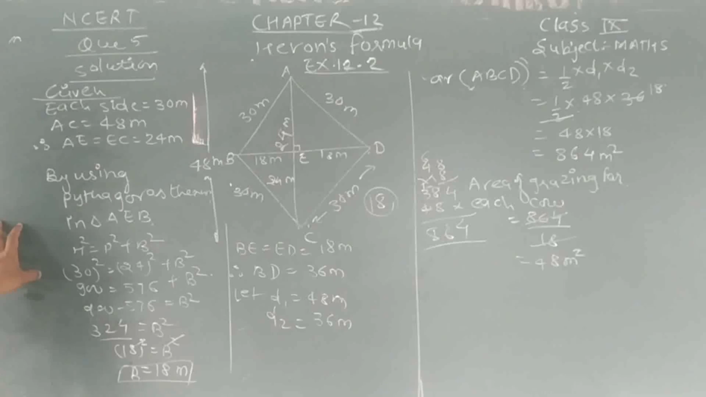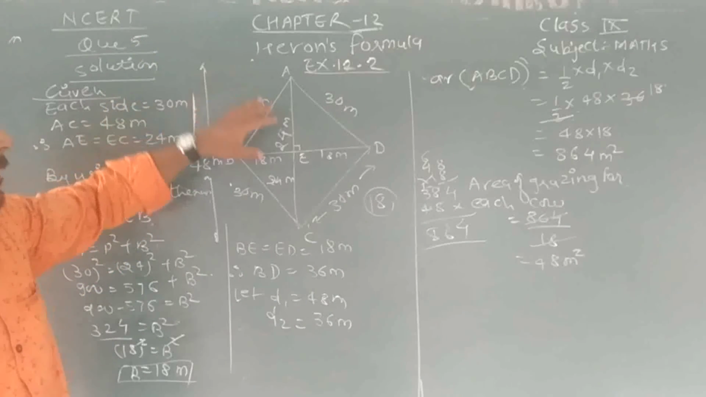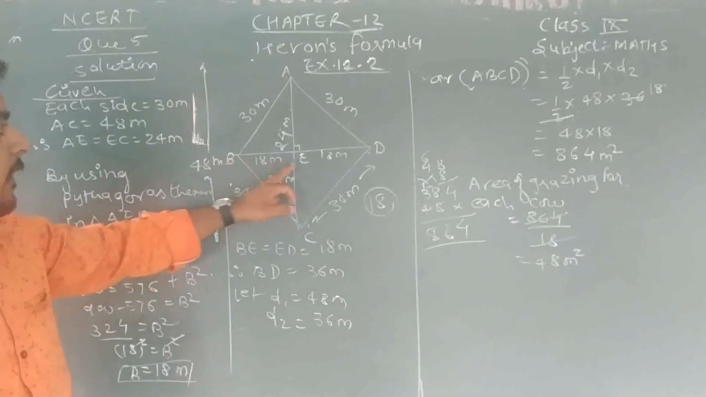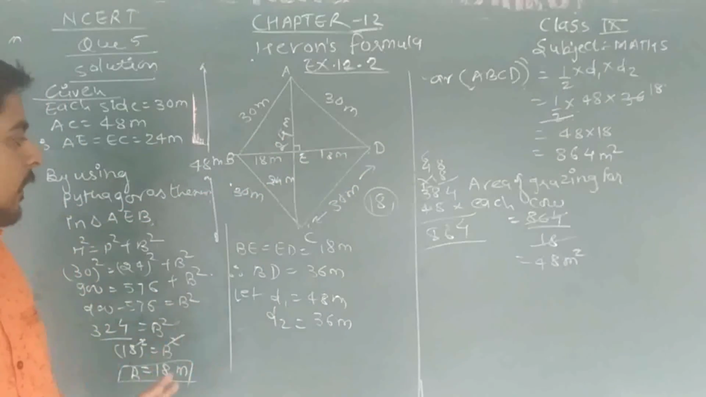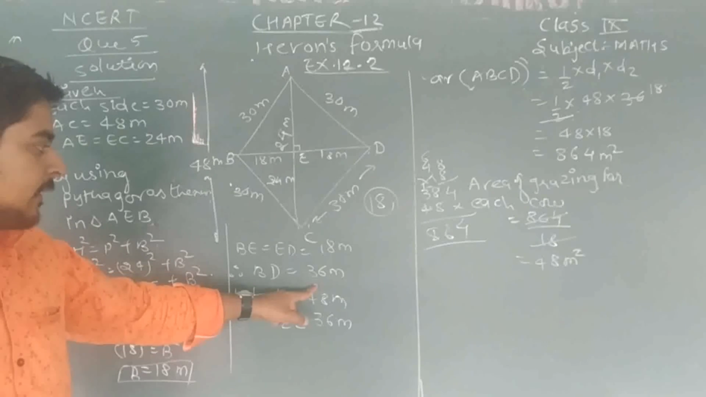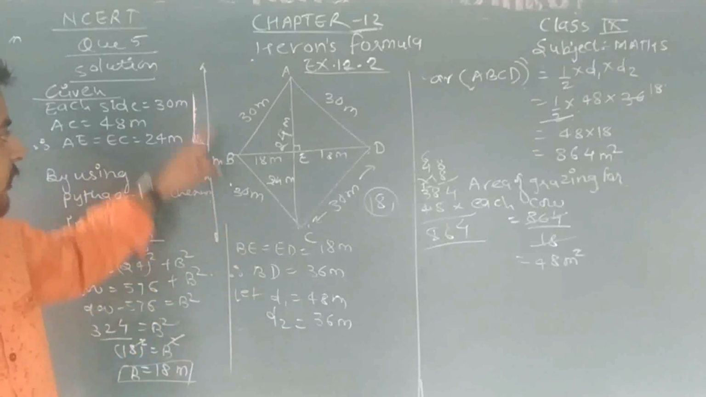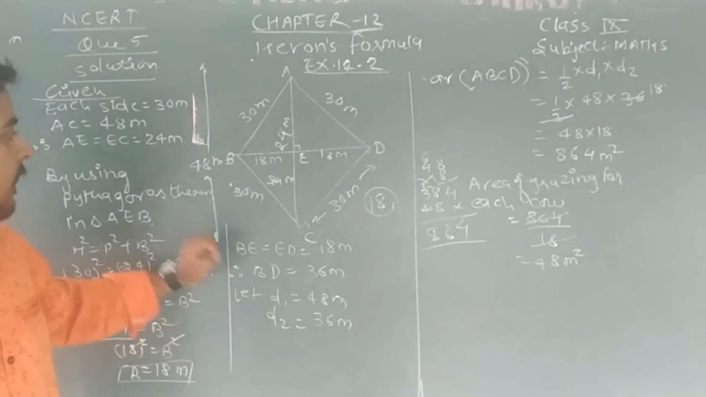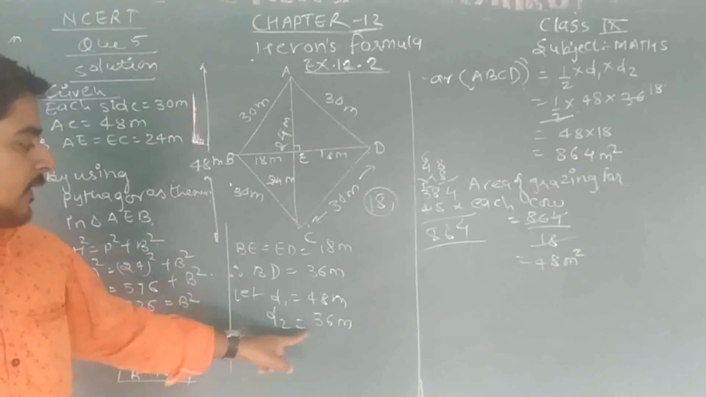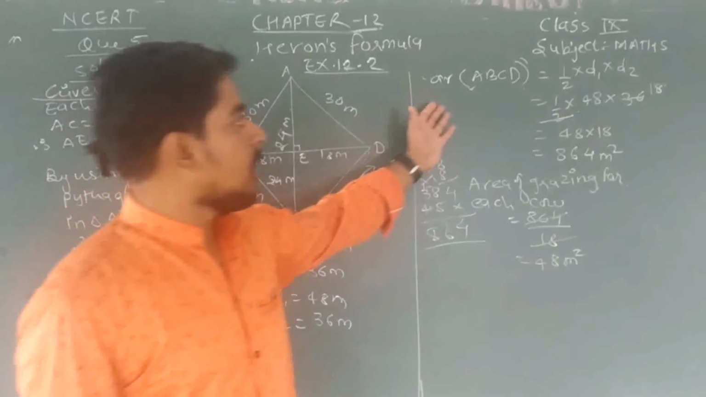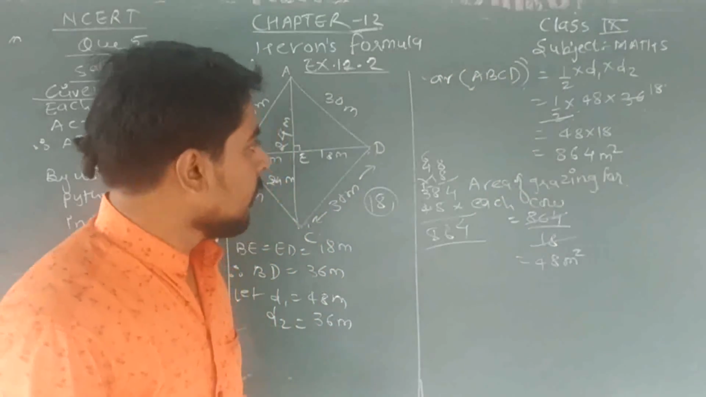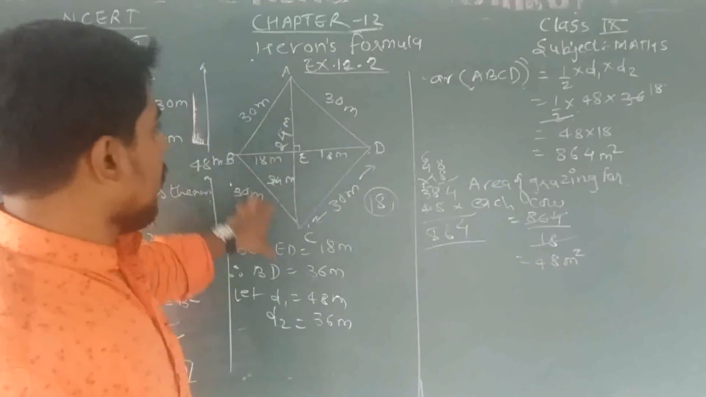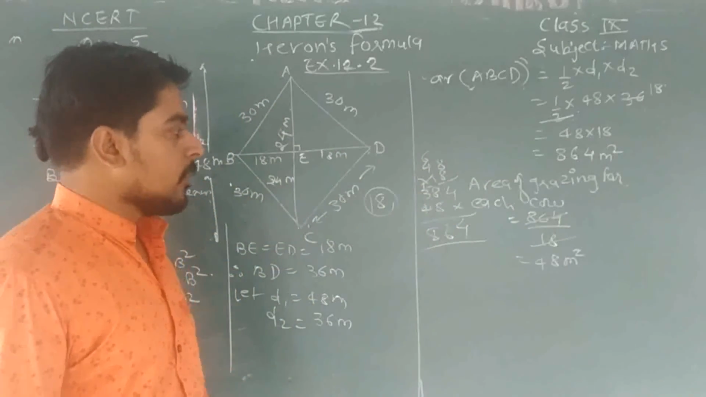In this question, first we calculated BE by using the Pythagoras theorem, and doubled it to get BD as a diagonal. The diagonal BD is 36 meters. Again, we consider AC as d1 and BD as d2, that is 36, and we apply the formula of area of rhombus ABCD equal to 1 upon 2 into d1 into d2. And we get the area of the total rhombus type field, that is 864.